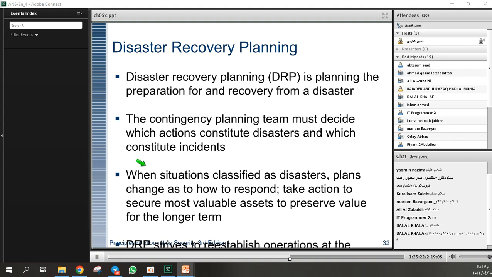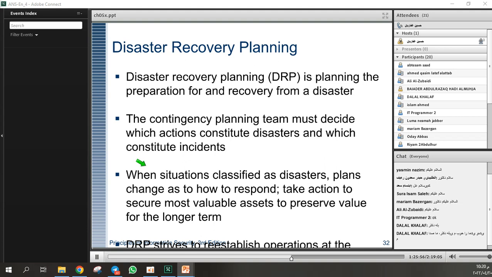So when we try to identify and classify a disaster, after classification, all plans to respond to a disaster are different from our plan when we decide to answer an incident. An incident is limited, but I cannot control a disaster.